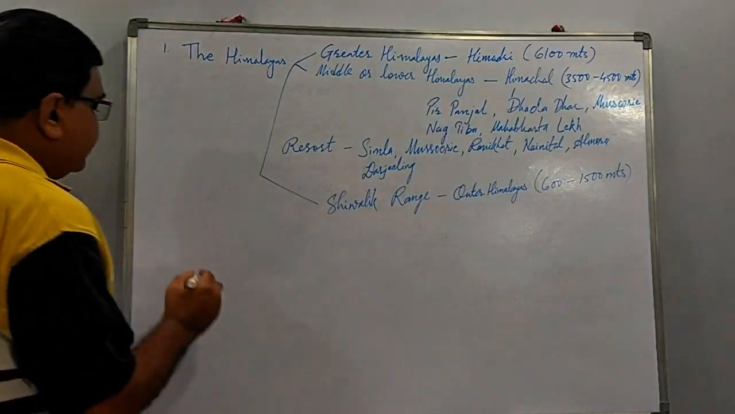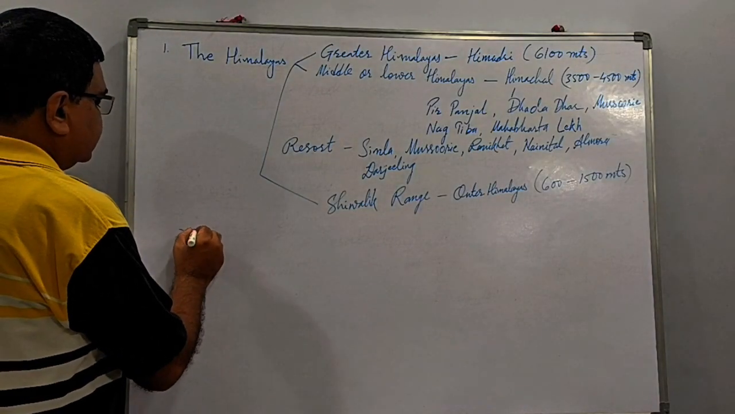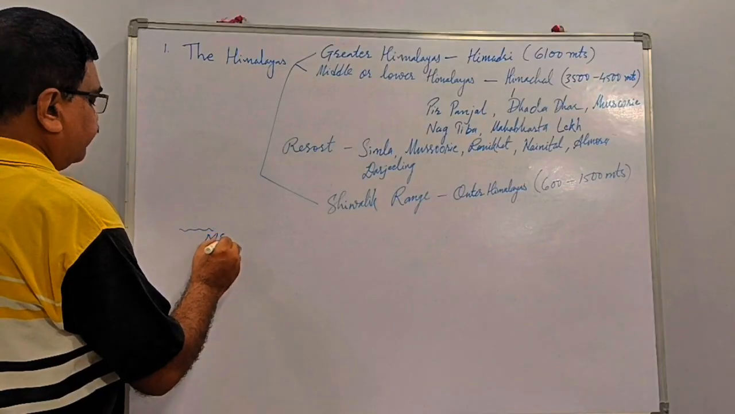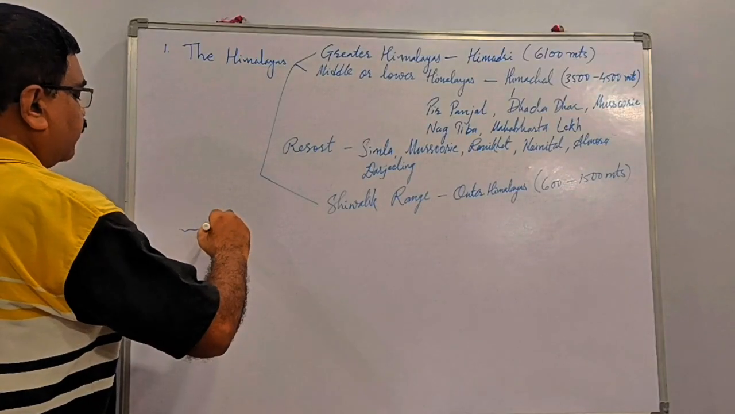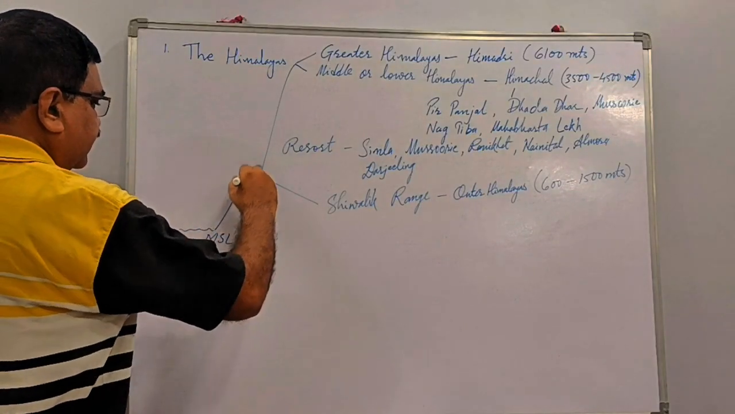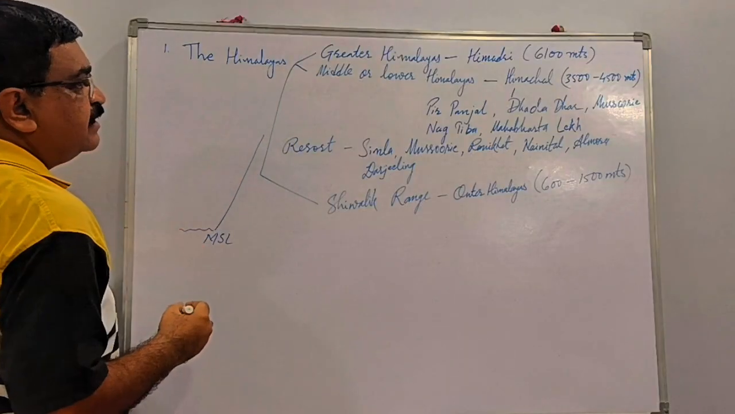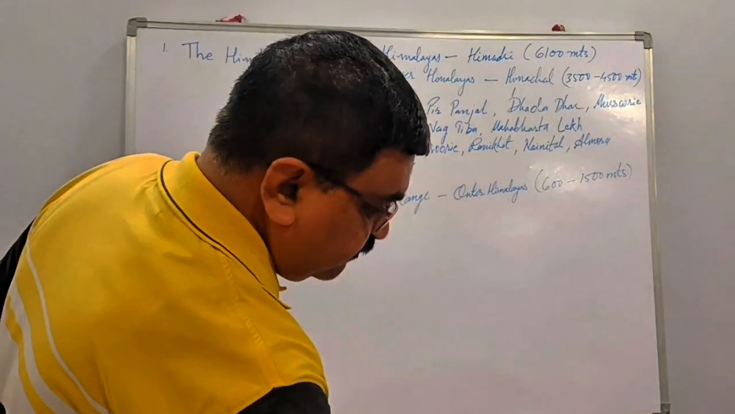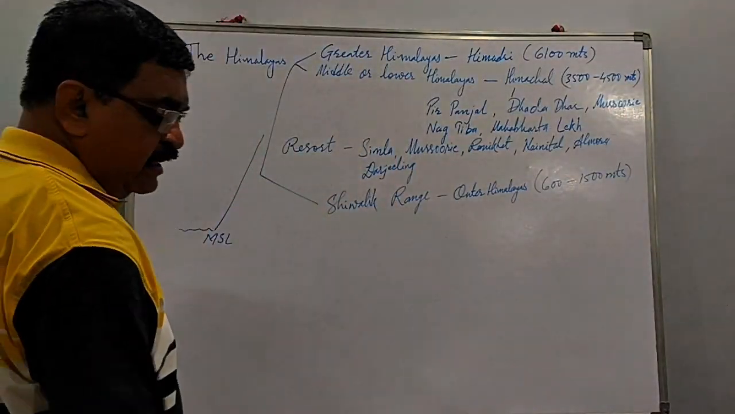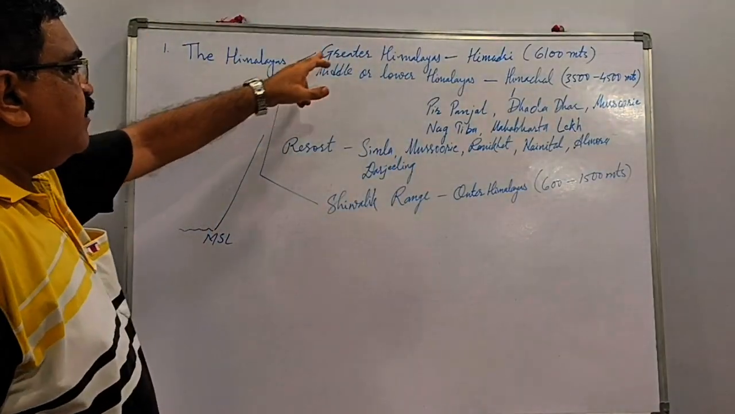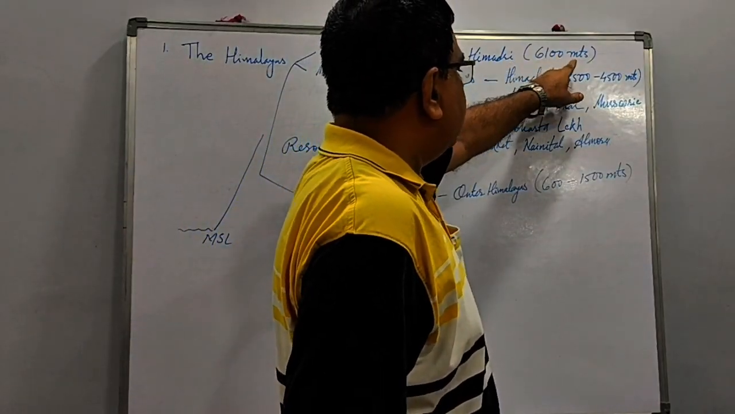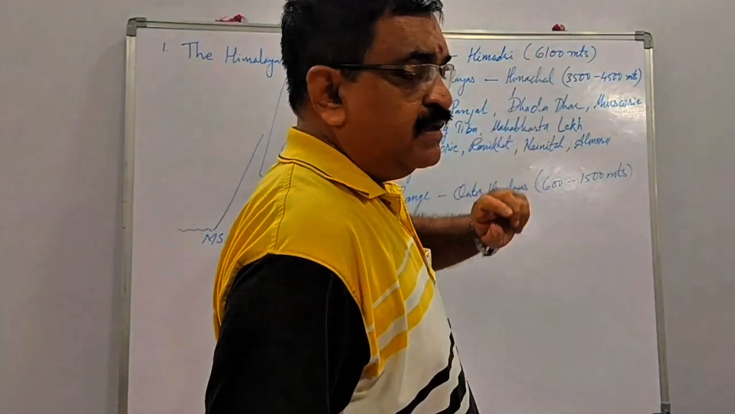What do you mean by elevation? Suppose here is the sea level, mean sea level, MSL. From the mean sea level, whatever the height of the place is, that is called elevation. So, in the Greater Himalayas or Himadri, the 6,100 meters elevation is there.